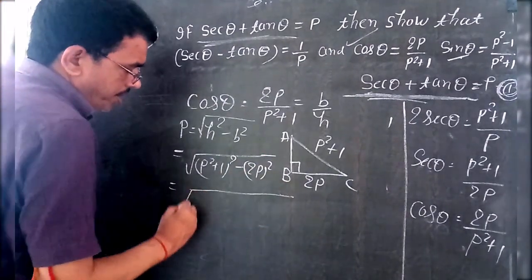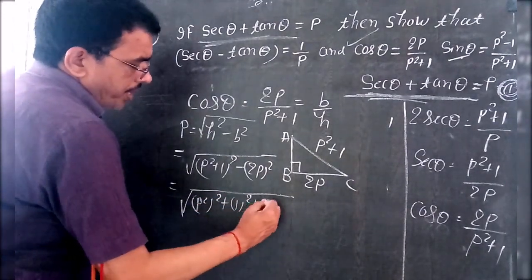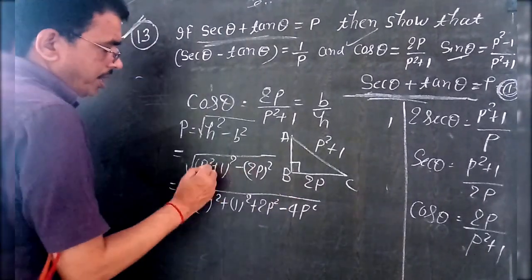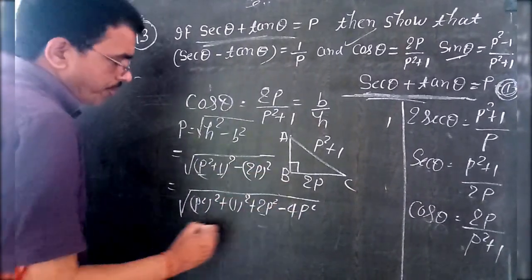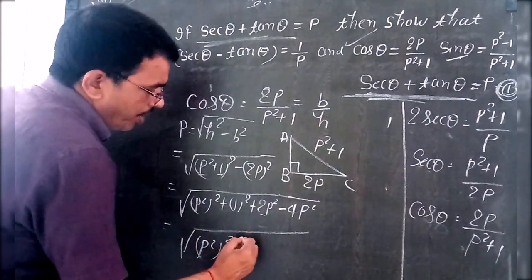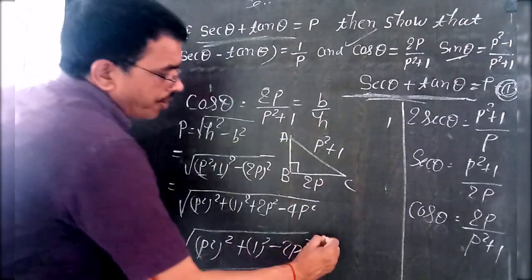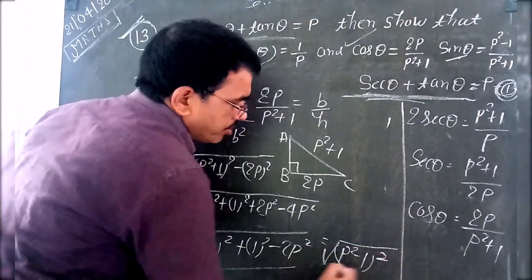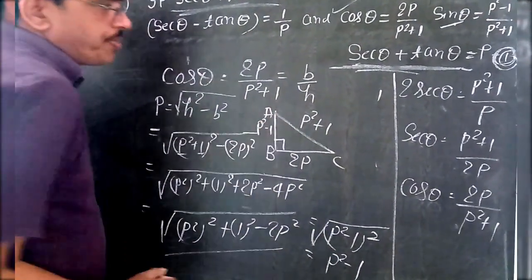Here is a square plus b square plus 2ab, minus 4p square. A square plus b square plus 2ab minus 2p whole square, that means 4p square. Then you get here p square plus 1 whole square minus 2p square. It is a formula of under root p square minus 1 whole square, and then it is equal to p square minus 1. So perpendicular is p square minus 1.